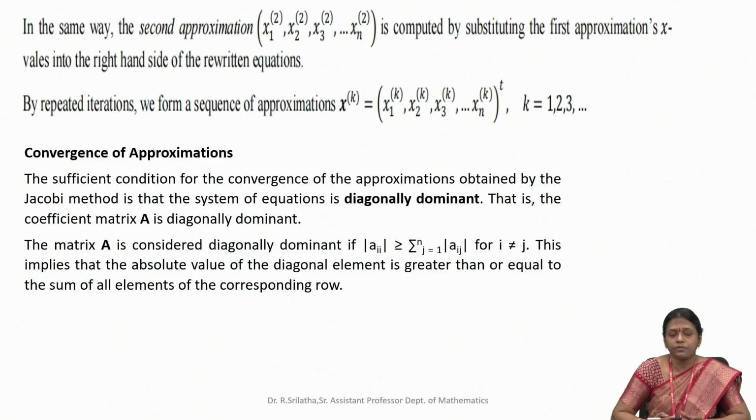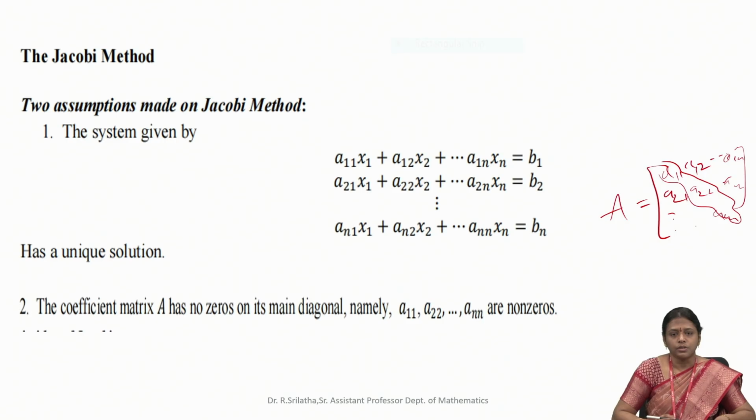What type of system of linear equations can we use to implement the Gauss Jacobi method? Here we have one condition, the sufficient condition for the convergence of the approximations obtained by the Gauss Jacobi method. The system of equations should always be diagonally dominant. So what is diagonally dominant? If we go back to the generalized equations, the coefficient a11 in the first equation, a22 in the second, a33 in the third, and so on up to ann, are the diagonal elements.